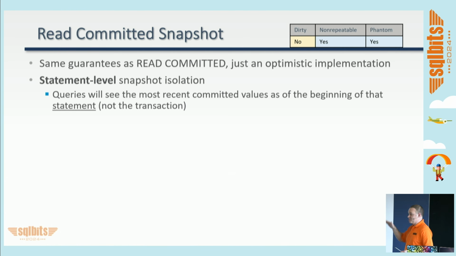So if you create a transaction and you do multiple reads within that transaction, each one of those reads might return a different result if the data is changing on the back end.